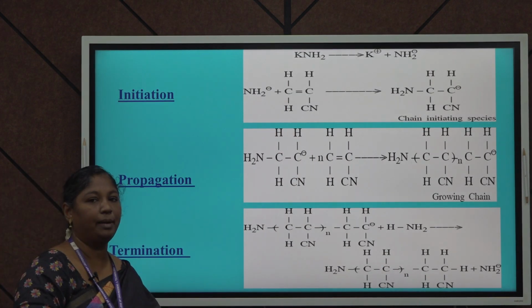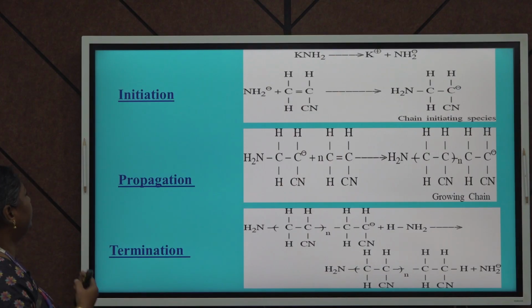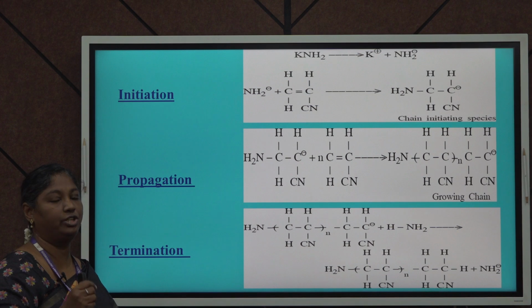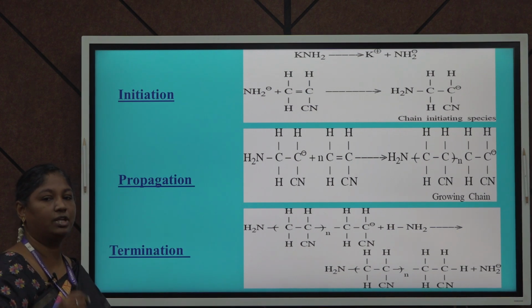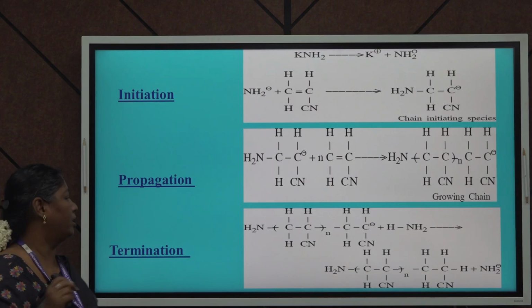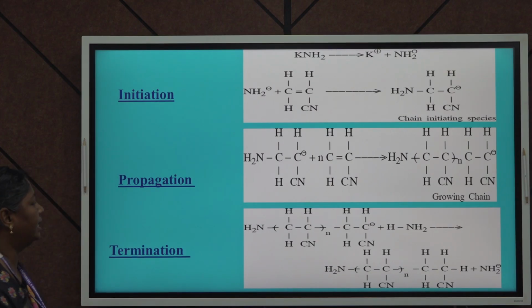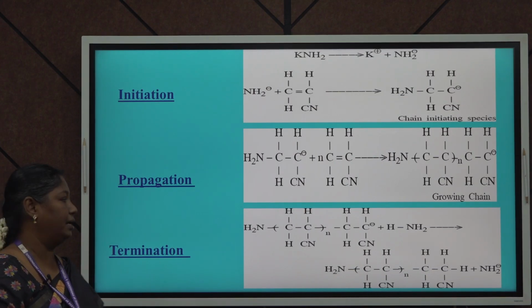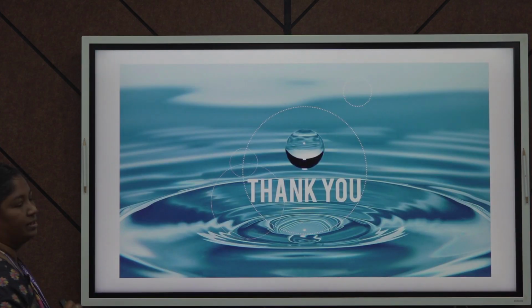So, just a small recap of the anionic mechanism. Here also we have initiation, propagation and termination. Initiation is the formation of the chain initiating species from the monomers. Then in the propagation step we will have the growing chain polymer. Here it starts to combine with different types of monomers or all the same monomers. And in the termination, we will be adding ammonia to form a saturated polymer. Thank you.